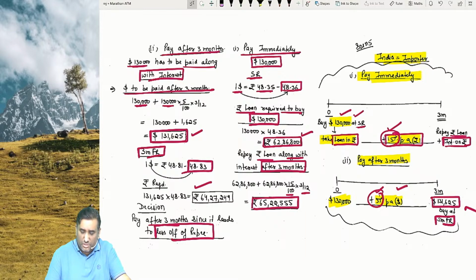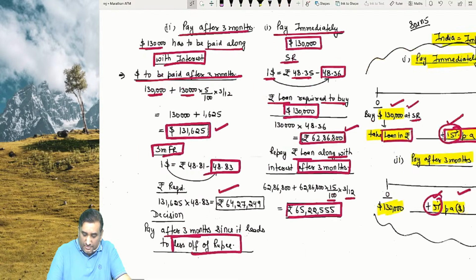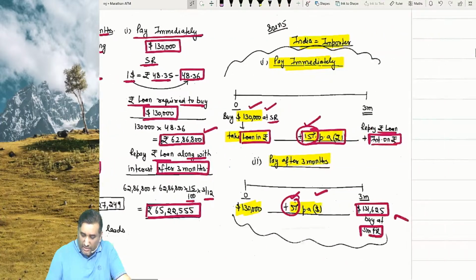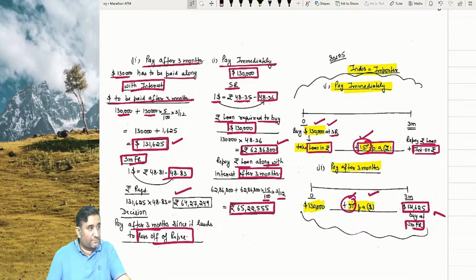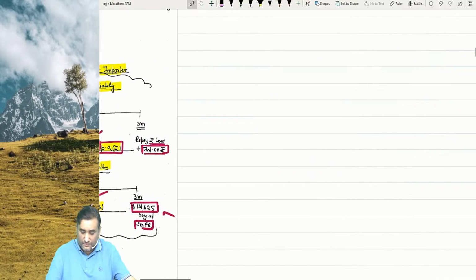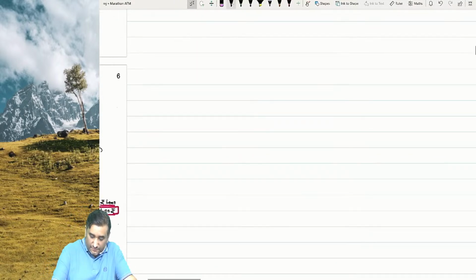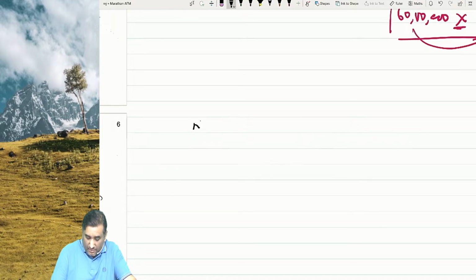This was a very general question in which you had two options: immediate payment or payment after 3 months. Now, I am moving to the next note, a general note.